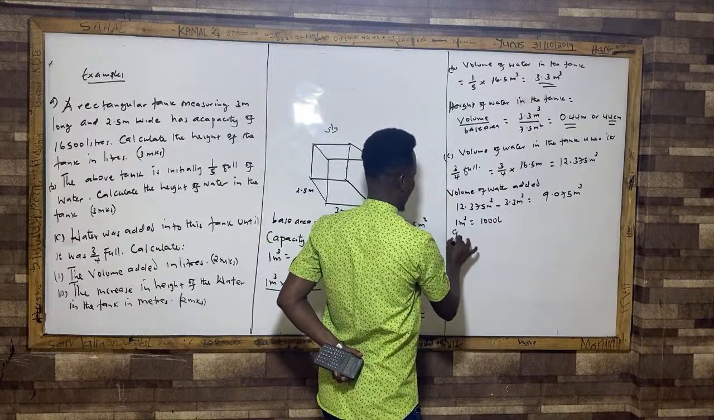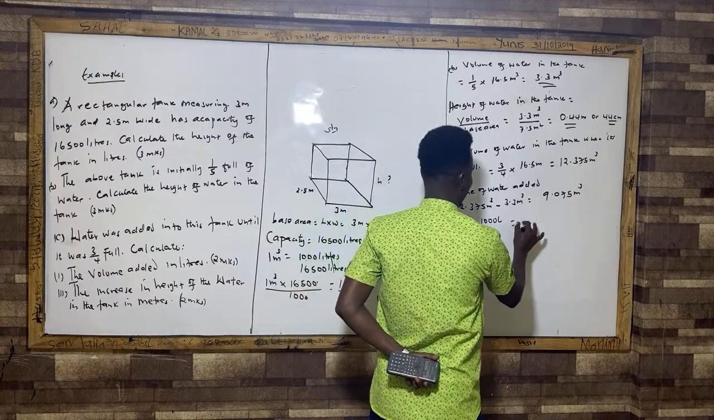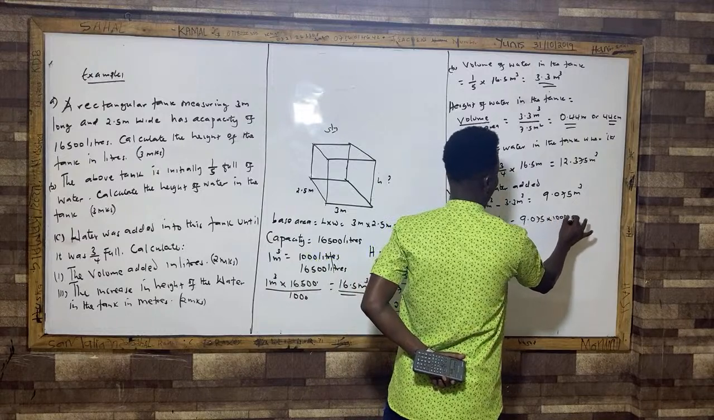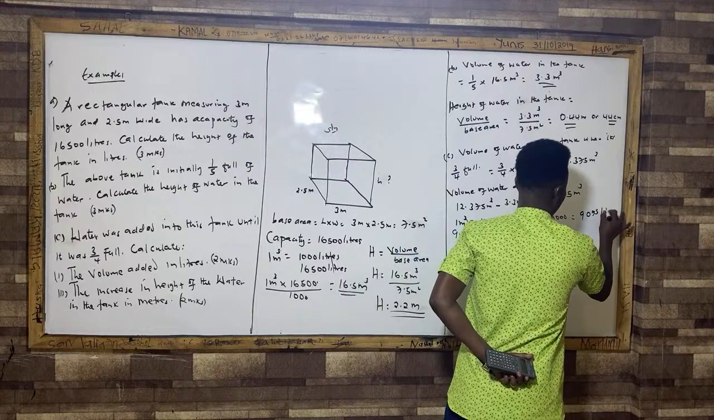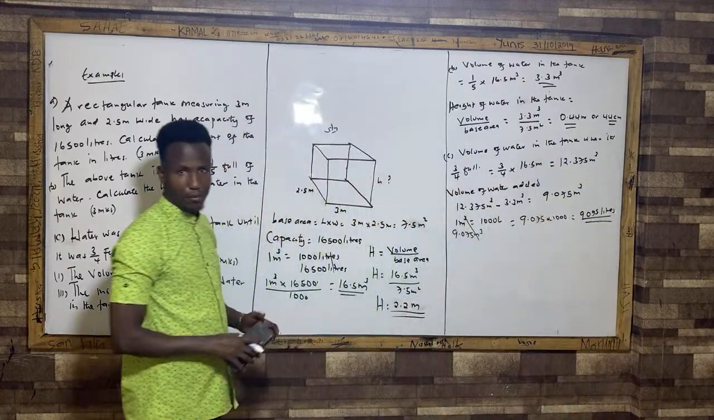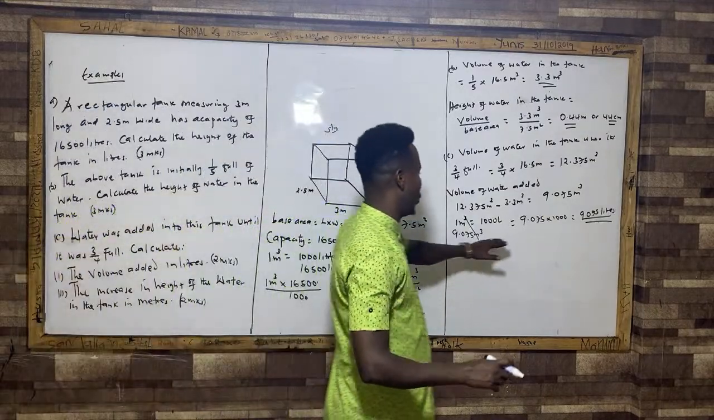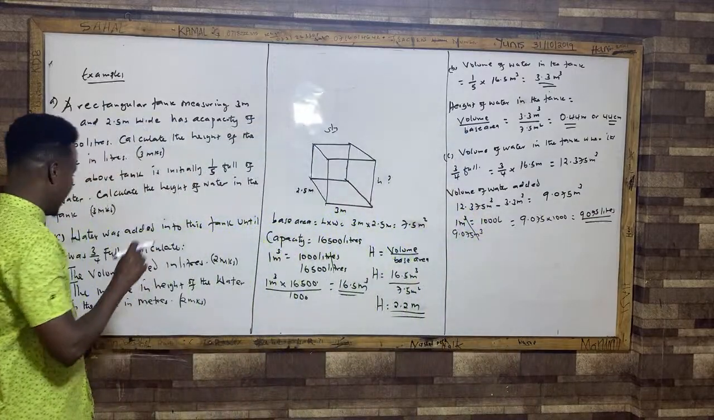What about this one? 9.075 meter cubic. Cancel. So it will give me 9.075 times 1,000, which will give me finally 9,075 liters, okay? That will be the final answer because we have to subtract, just understand. So this is the volume of water that was added, okay? In liters, just understand.